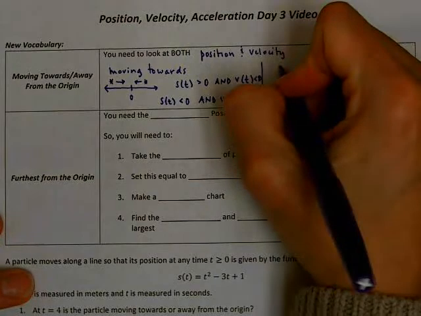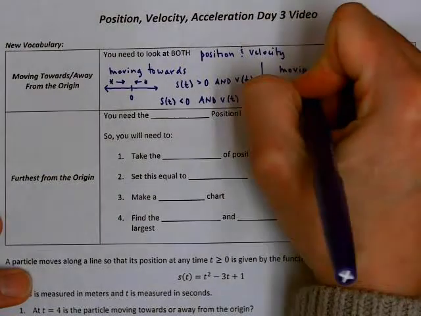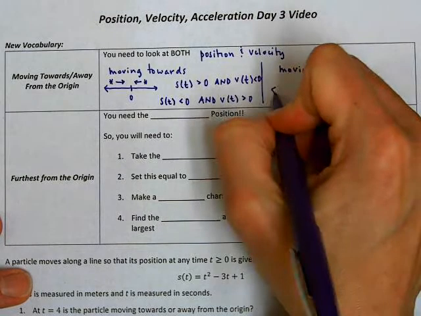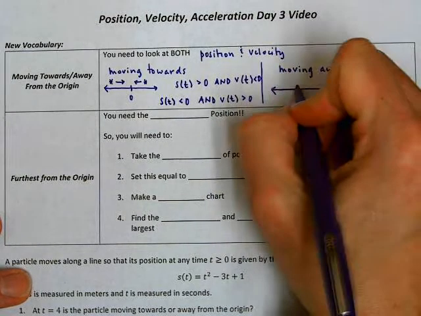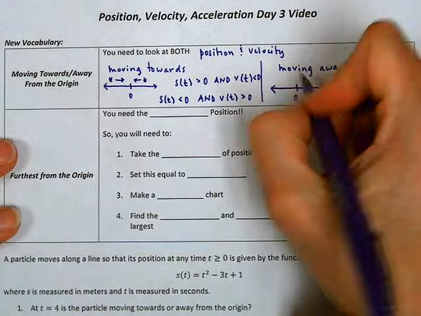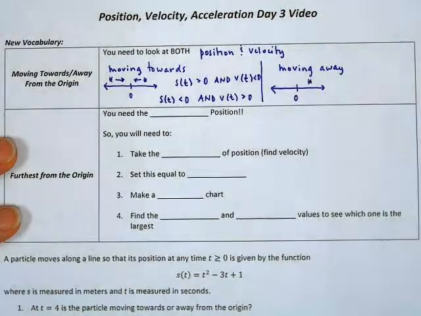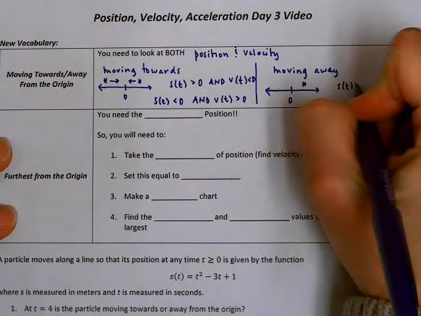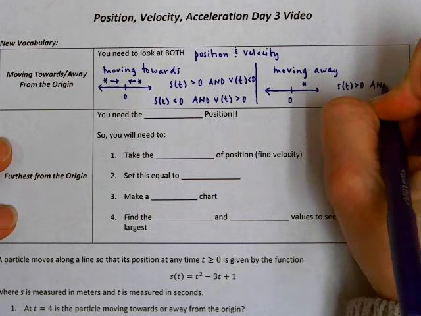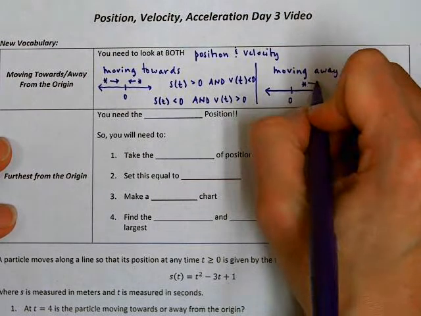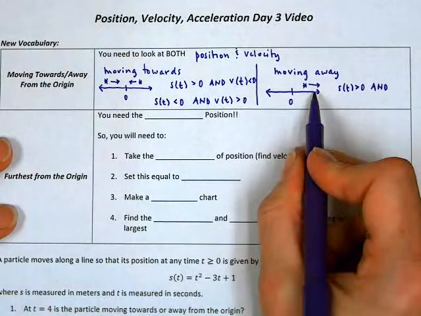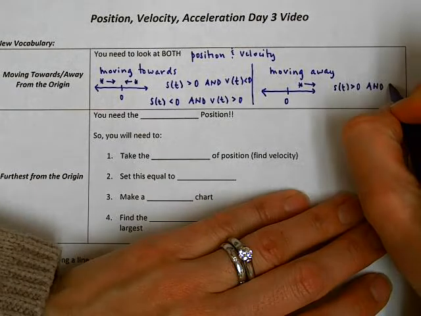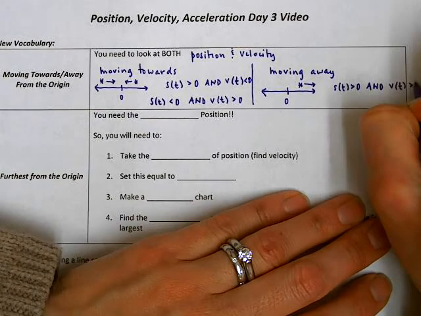Now, on the other hand, we could think about moving away from the origin. And again, we're really going to have two ways that could happen. So one way is that my position is positive. I'm starting to the right. So s of t is greater than zero. And in this case, if my velocity were positive, that would be moving me further from the origin. So s of t is greater than zero and my velocity is greater than zero.